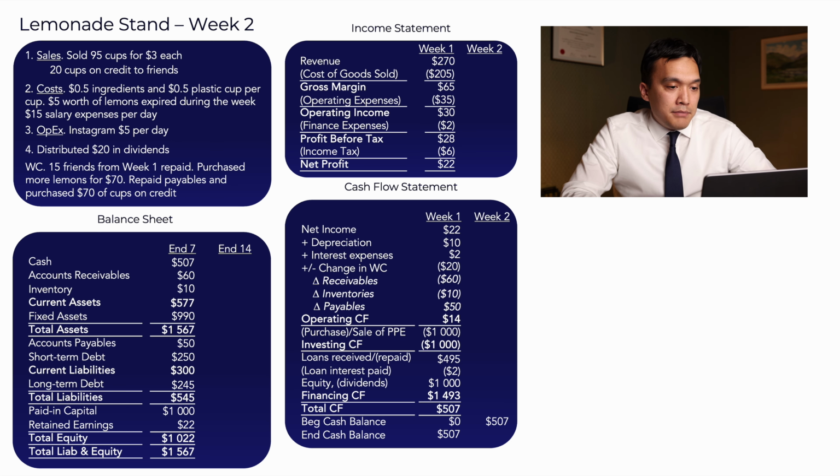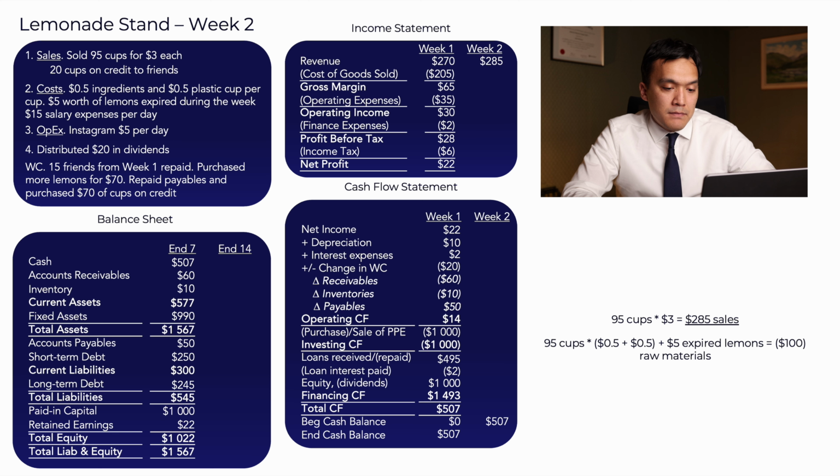So let's again build our income statement. We have 95 cups at $3 each. We have $285 of revenue during week 2. Then for cost of goods sold, again we have $1 cost of goods sold of each cup for raw materials. So 95 cups times $1 plus $5 of expired lemons. We have $100 of cost of goods sold for raw materials.